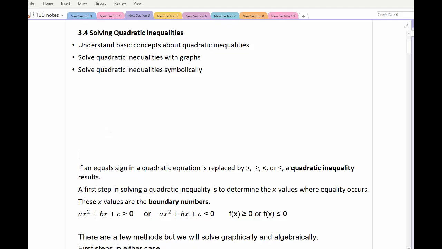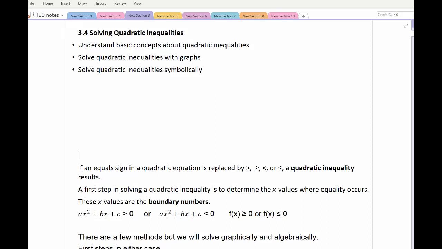Okay, so we're skipping 3.3. We're going into 3.4. So we're not doing anything with complex numbers. So we're going into 3.4. So remember, with lines, we start off with lines, we solve equations of lines, and then we solved inequalities of lines. Well, we're going to do the same thing with quadratics. We're going to solve quadratic inequalities.